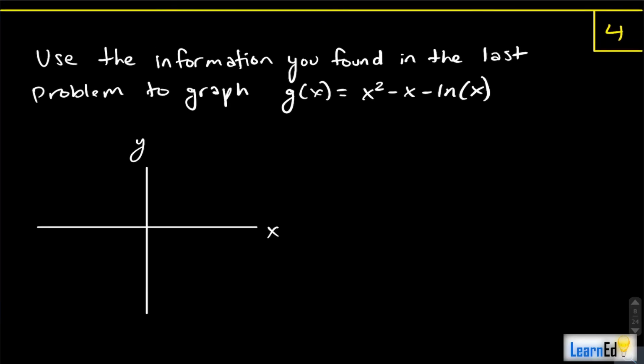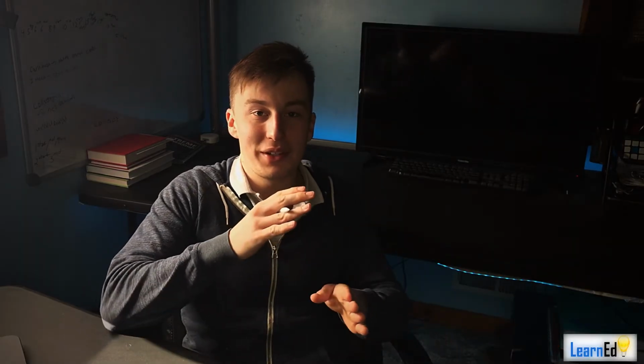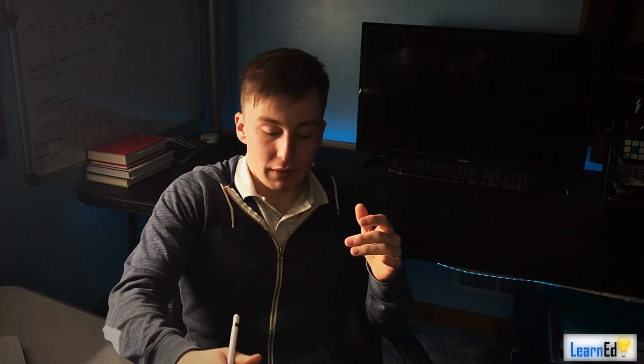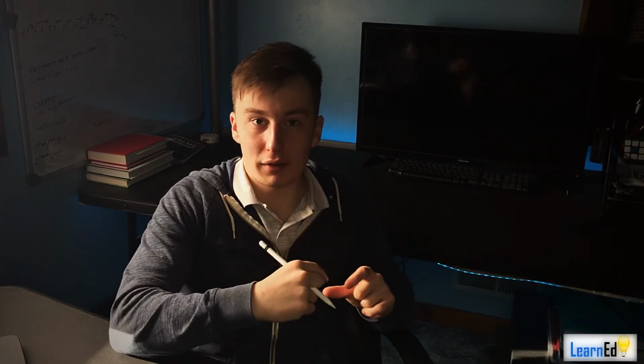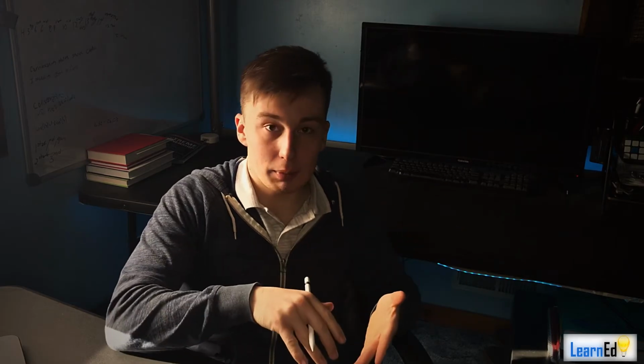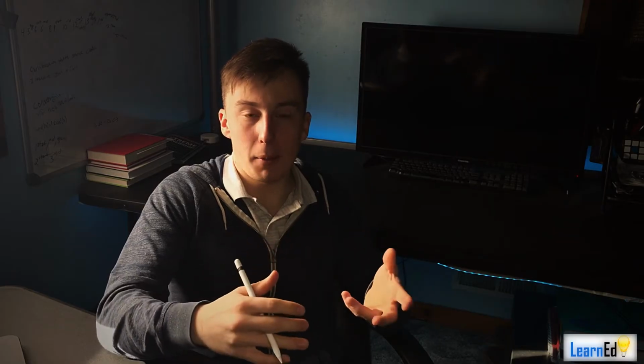Moving on to problem number 4, we are asked to use the information that we found in the last problem to graph g of x equals x squared minus x minus the natural log of x. Okay, now honestly, don't freak out here, okay, because this is not that hard of a problem. You just need to accurately process all the information, all the answers, that you had in the last problem. If you got all those right, then you'll get this problem right. Okay, it's not going to be that difficult, but I think when I was in Calc 1, I really thought that problems like this were insanely hard, and they actually ended up being pretty simple.